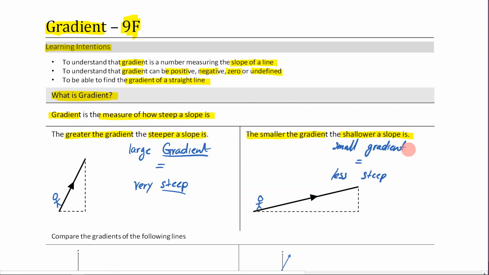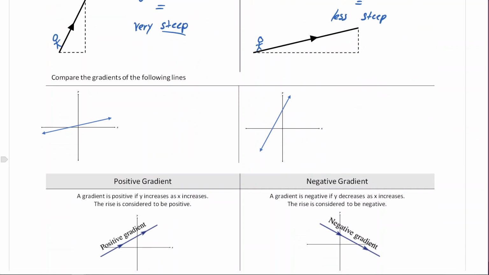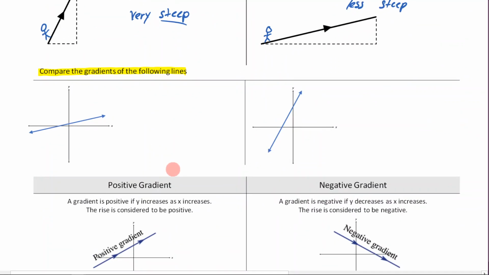So have you got a large gradient or have you got a small gradient? It depends on how steep the line is. So a less steep line has a small gradient. A very steep line has a large gradient. And that's all gradient is. So I want you to think of gradient in terms of the steepness of a line.